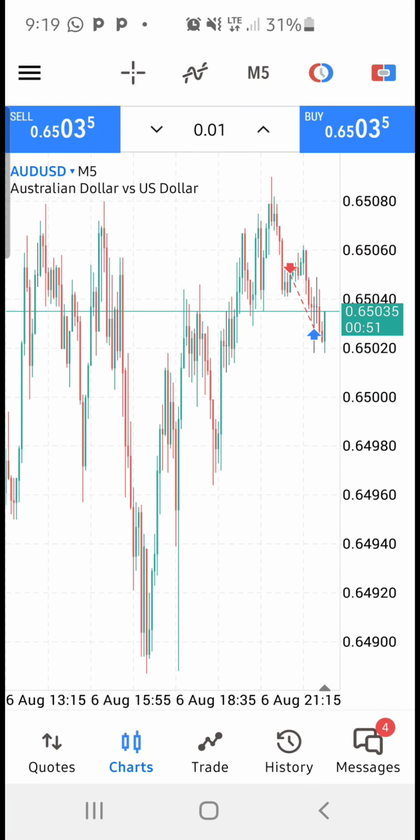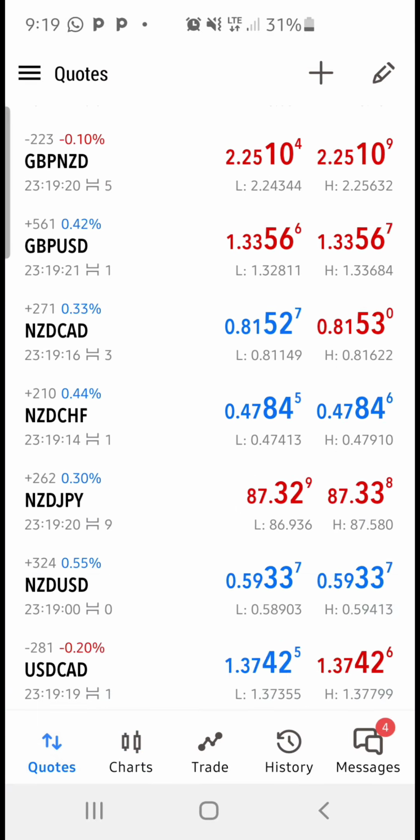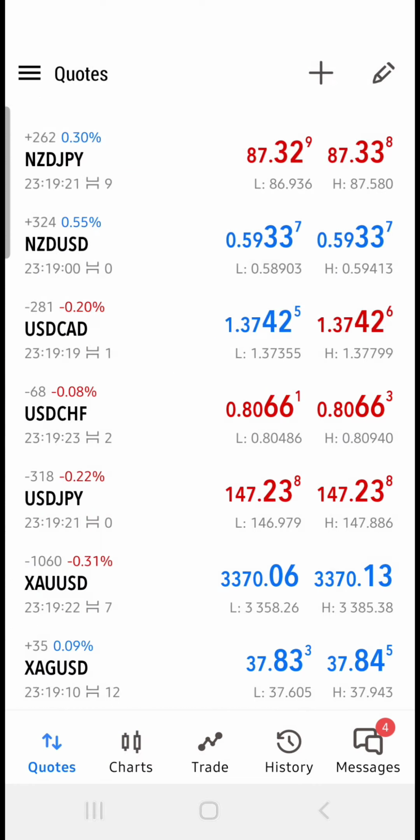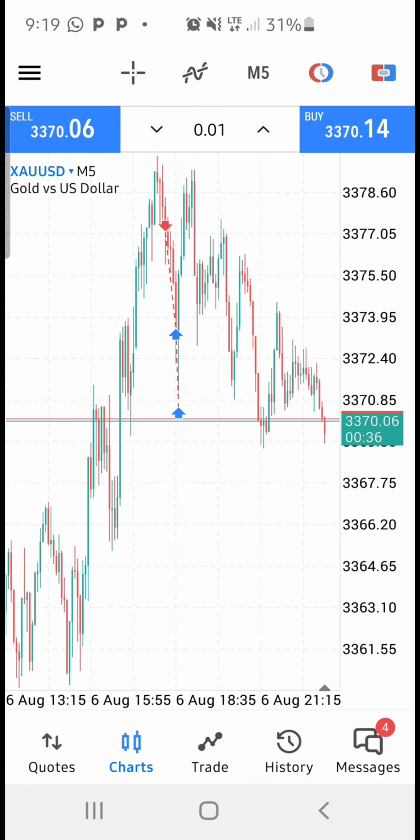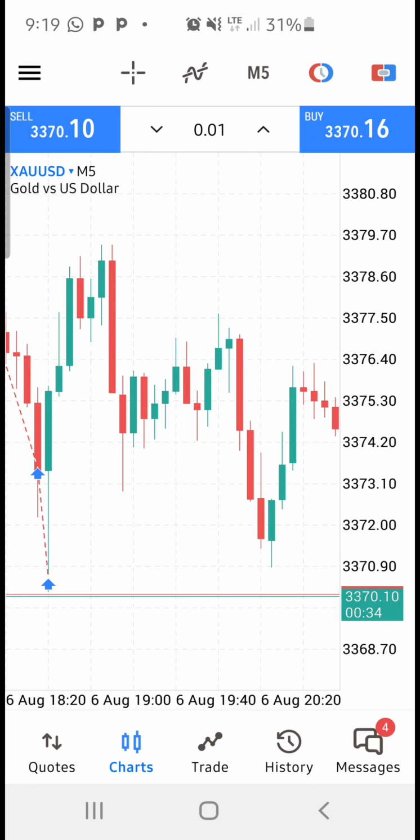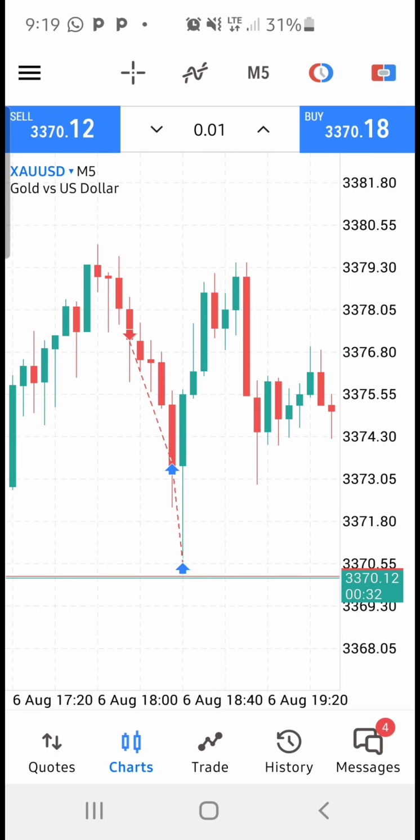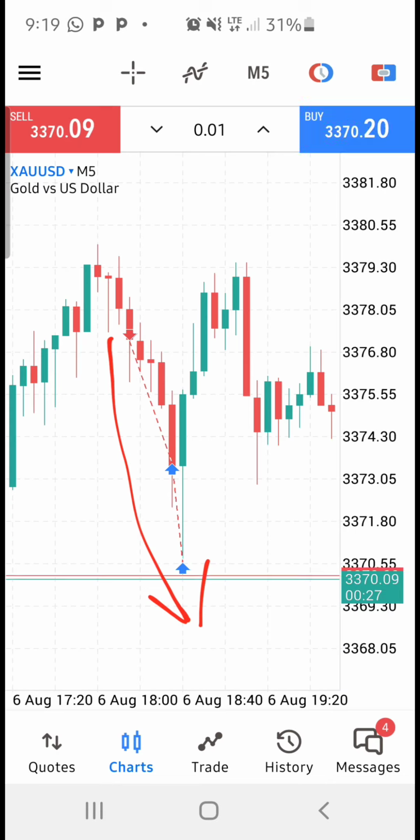I'm only showing this so you don't start targeting unrealistic targets, making an entry here and then targeting all the way down. It doesn't work that way. It is for scalpers, people with the intention of quick profits. And then gold gave me the most today. All the way from here, and I was able to take my TP before it started reversing. So I had to take partial profits when it got here.